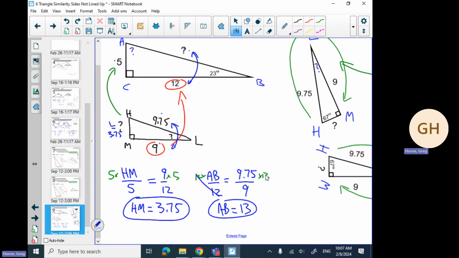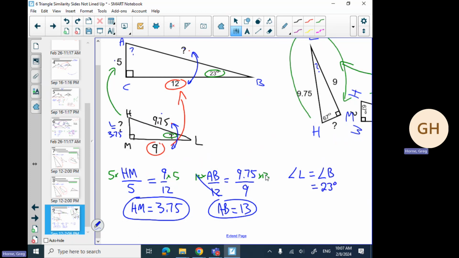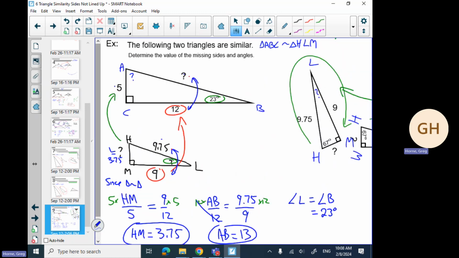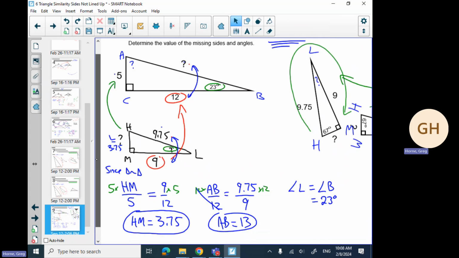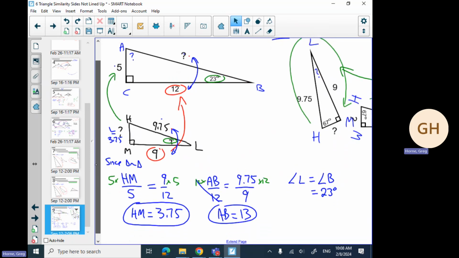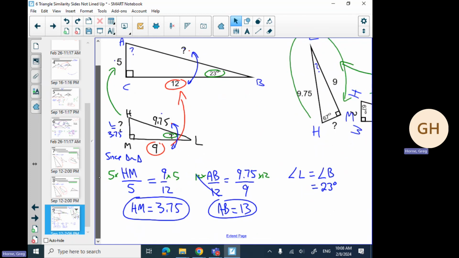And the other bit would just be to say that if you wanted angle L, you just say, well, that corresponds to angle B. So we have angle L equals angle B. And so it equals 23 degrees. Right? All of this, by the way, you should start out with, since triangle 1 is similar to triangle 2 and so on, but it's obviously given here, right? Soon we're going to have to check this for certain conditions to show that they're similar. But here it's just given.